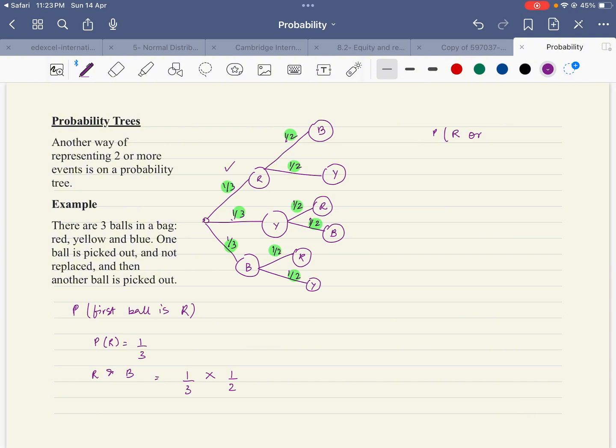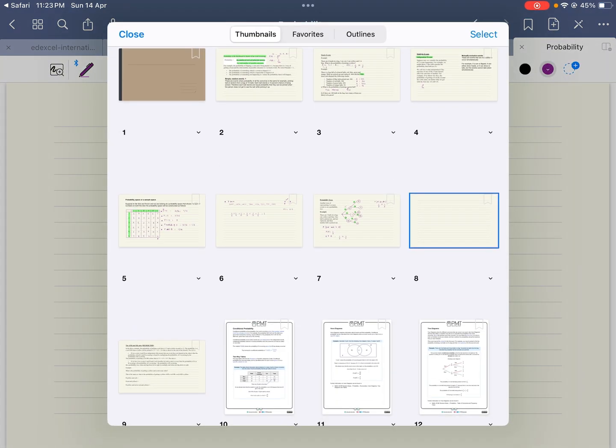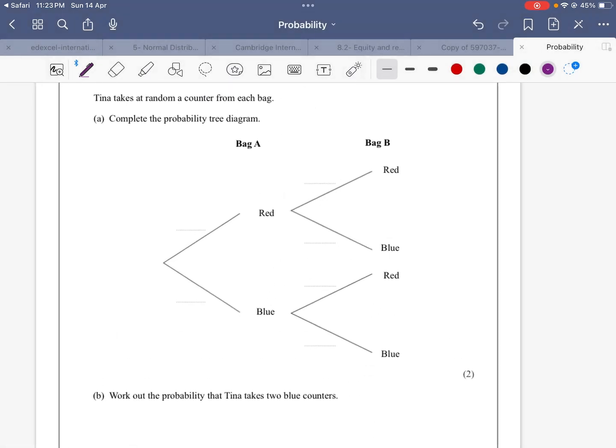First ball red or first ball green, yellow. So probability first ball red or means add first ball yellow, right? This is "and" or "or". This is how you draw a probability diagram. Let's do another question of probability tree that can be done from this as well.